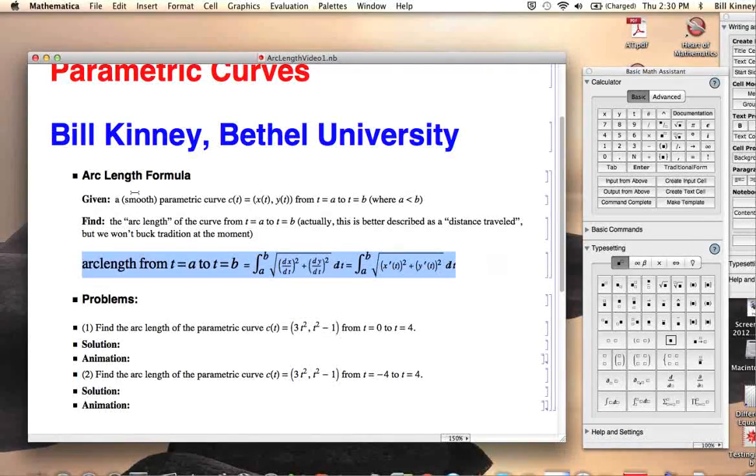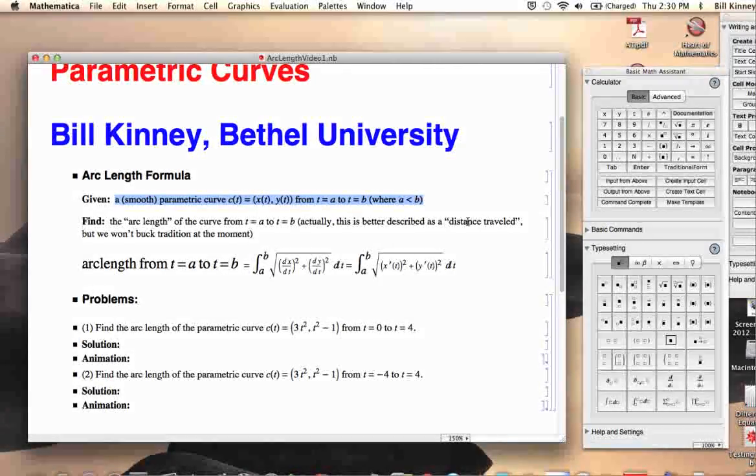So what we have here is we're given a smooth, meaning differentiable, parametric curve, call it C of t, that's got two coordinates, x of t and y of t, and we are considering this curve over a certain time interval from t equals a to t equals b. The goal here is to find what's called the arc length of the curve from t equals a to t equals b.